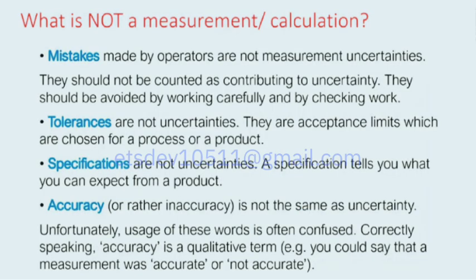So what is not a measurement or a calculation? Mistakes made by operators are not measurement uncertainties. Mistakes in the sense of, if they're not switched on and things like that. But of course, the errors will come in the repeatability. Tolerances are not uncertainties. They are acceptance limits which are chosen. Specifications which we give for the equipment are not uncertainties. It tells you only what you can expect from the product. And accuracy is not the same as uncertainty, because if you look at analysis, we define accuracy, precision, etc. So therefore, we need to use these words carefully and correctly.